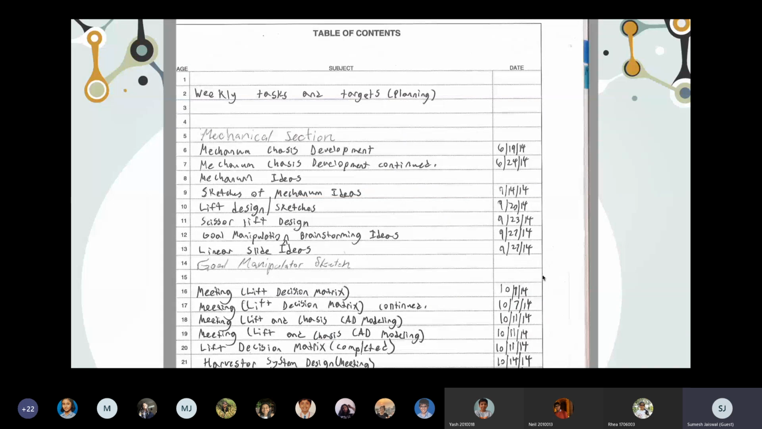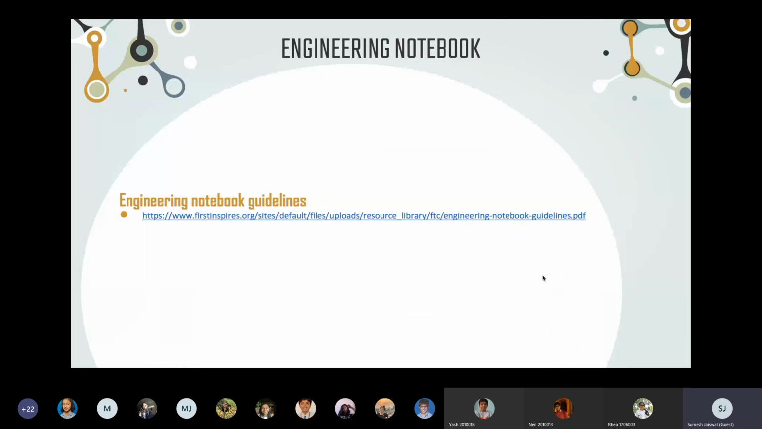So you have to print it. Even if you make a soft copy, you need to print it out, and to your judges, you need to hand over a physical copy of the notebook. You can make a PDF out of it, make a soft copy, but ultimately you'll have to print it out and give it to the judges. And there are some guidelines that you can find over here at this location.